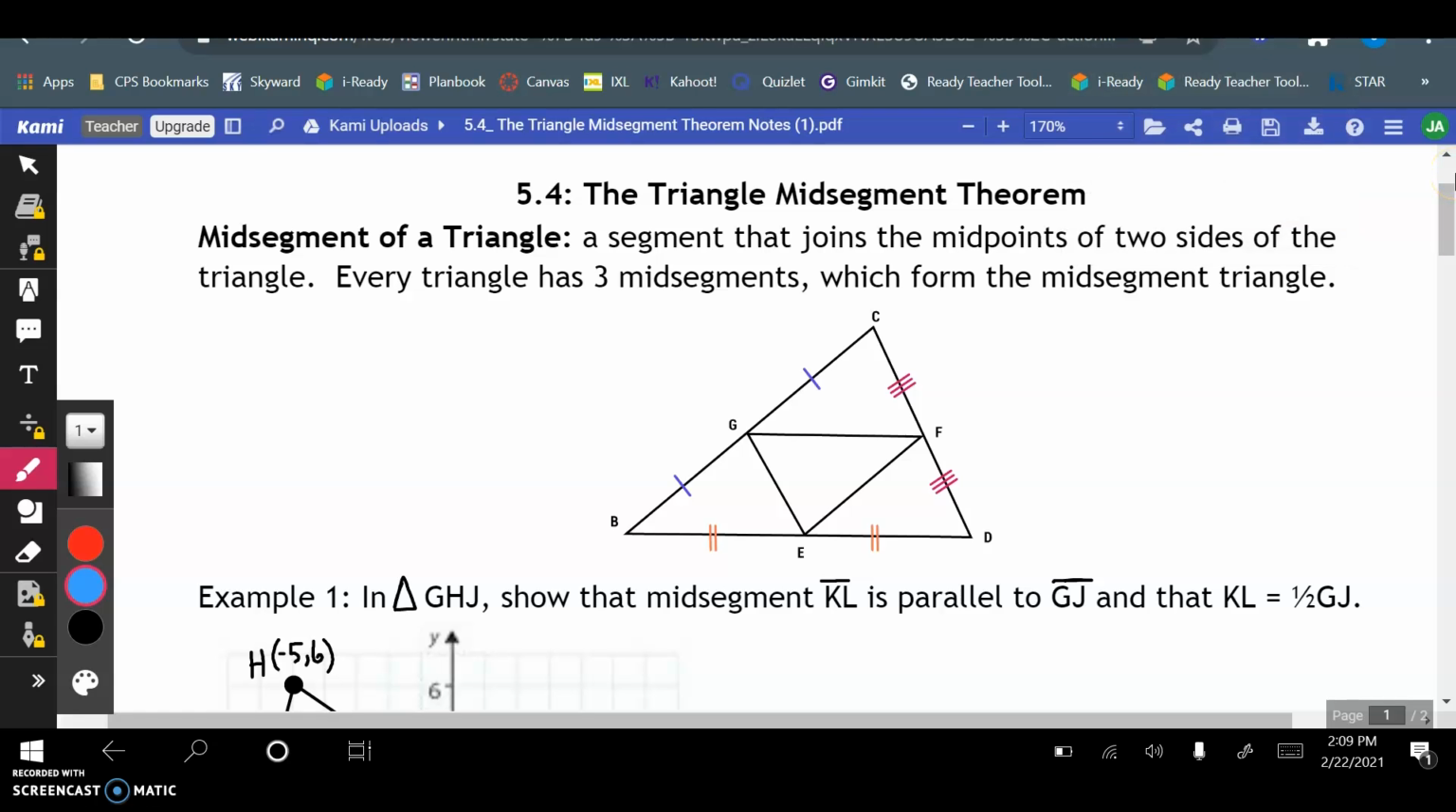For section 5.4, we are doing the triangle mid-segment theorem. The mid-segment of a triangle is a segment that joins the midpoints of two sides of the triangle. Every triangle has three mid-segments, and they form a mid-segment triangle. As you can see in the picture below, the midpoints of all three sides are given as G, F, and E. If you connect those three, you make a triangle on the inside, which is called the mid-segment triangle.